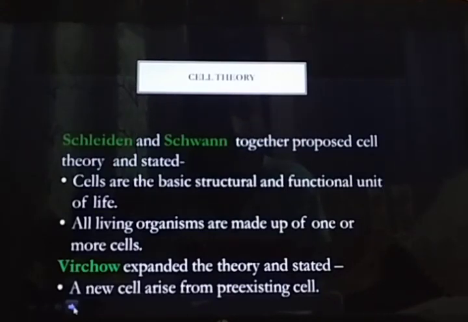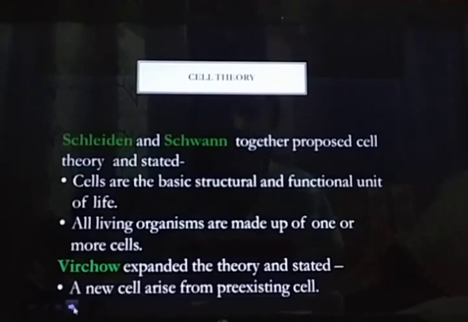There is a fundamental thing that is needed for life, that is the cell. And every organism is made up of cells. It can be made up of one cell, or it can be made of many cells also. So this was the point given by Schleiden and Schwann.